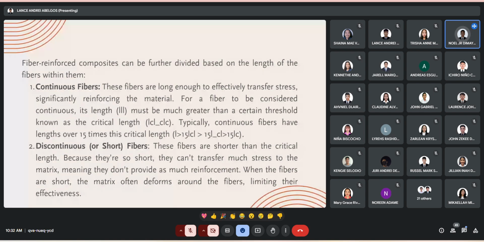Kumbaga mas maliit siya compared sa continuous fibers. And in fiber reinforced material, mas maganda yung ginagamit na continuous fibers since in our field, mas maganda yung mas malakas o mas maraming force na kayang i-attain ng isang material para mas maging matibay yung ating mga ine-invento or ating mga structures. Pero both of these have uses in different or specific applications.